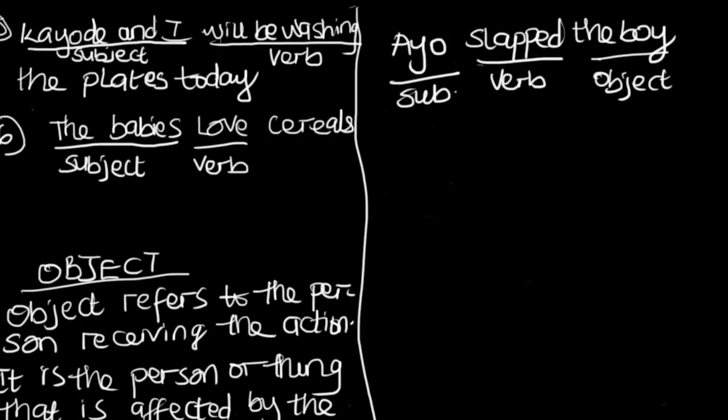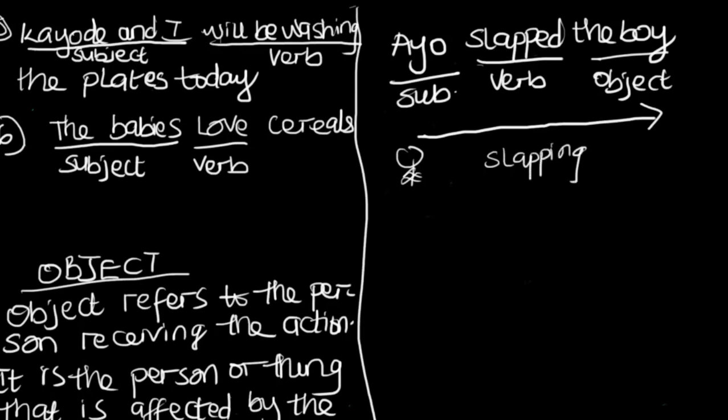Ayo is doing the action, is performing it, right? Who is now receiving it? The boy. So the boy is the object. Somebody is doing something. Ayo, right? What's Ayo doing? Is slapping. Who is Ayo slapping? The boy. So the person on the other end, or the thing on the other end, is referred to as the object. So object refers to the person that receives the action, the person that is affected by the action, and it could be positive or negative.